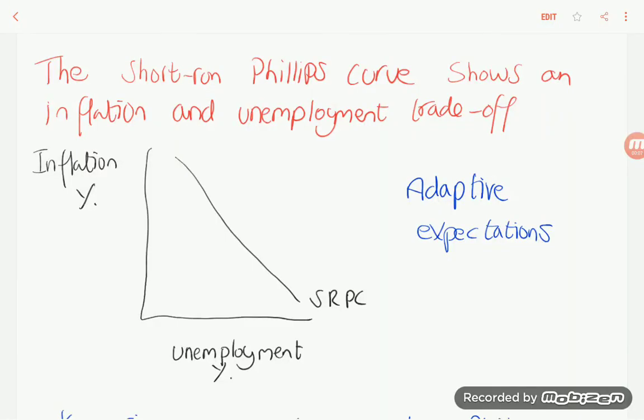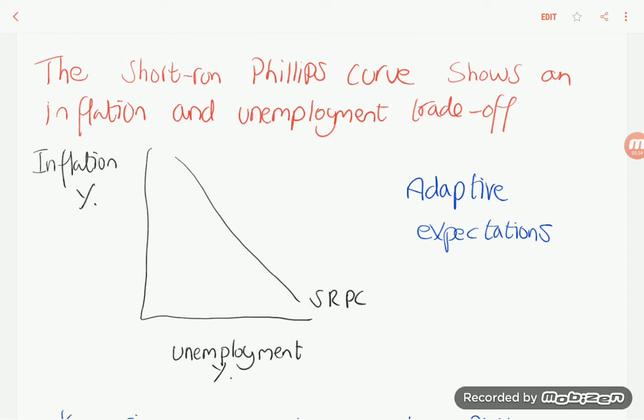The short-run Phillips curve, SRPC, shows an inflation and unemployment trade-off. The SRPC shows an apparent trade-off between inflation and unemployment. By plotting historical inflation and unemployment data, the economist A.W. Phillips found that as inflation falls, unemployment seems to rise and vice versa. So it looks like if the government wants to reduce unemployment, then it can increase aggregate demand to achieve this, as long as it's prepared to accept higher inflation.